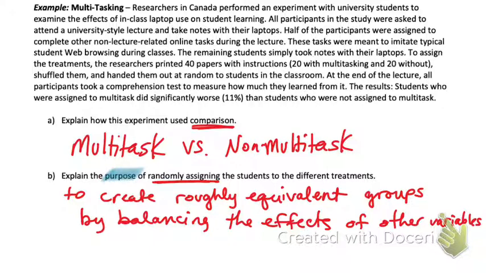Hopefully, by doing random assignment, I have a little bit of good multitaskers in both groups. I have a little bit of bad multitaskers in both groups. I have a little bit of ADHD kids in each group. I have a little bit of non-ADHD kids in each group. I have a little bit of people who didn't get sleep in each group. I have a little bit of people who are technologically savvy in each group. So again, I'm balancing all this stuff by randomly assigning it, okay? I'm not just taking my top kids and putting them in the multitask group.